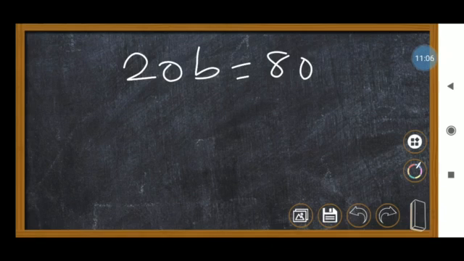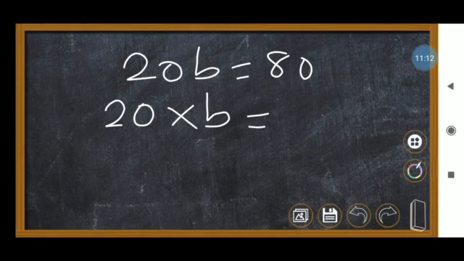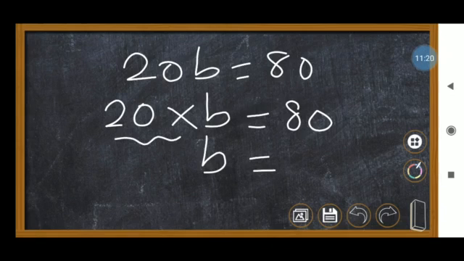So 20b represents 20 into b. So 20b can be written as 20 into b. So 20 into b equal to 80. Okay, next, b equal to... so this is multiplication. So 20 multiplied with b.